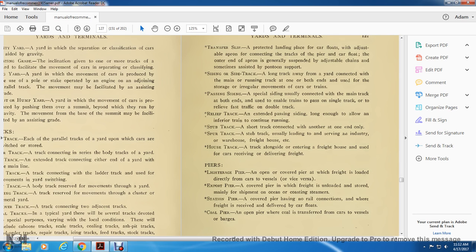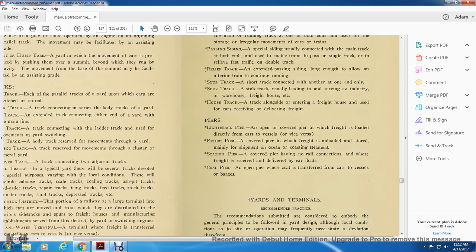only. Spur track: a side track usually leading to and serving an industry, warehouse, freight house, etc. House track: a track alongside the freight house for receiving and delivering freight.